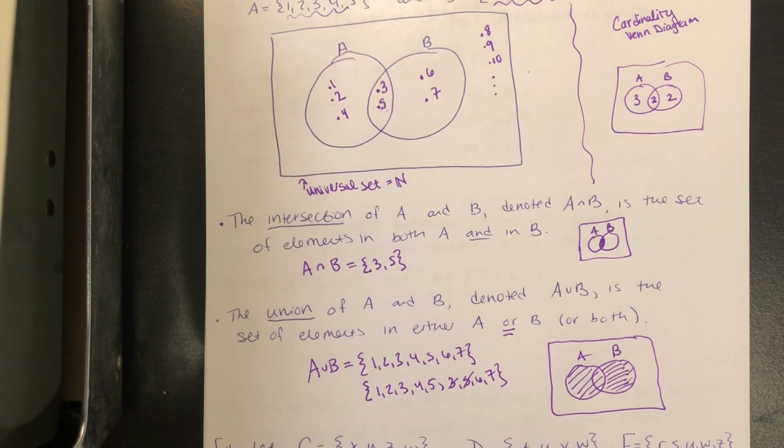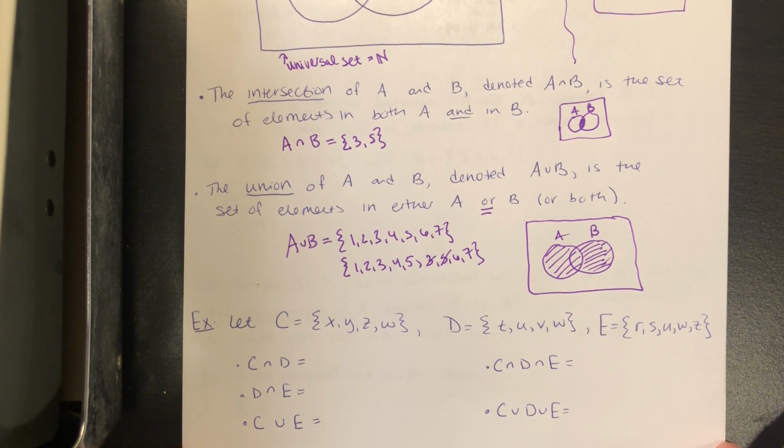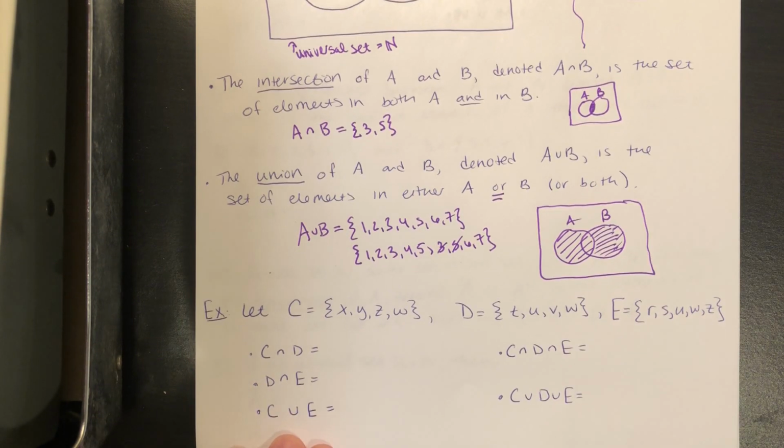All right, so let's look at a couple more examples. So it looks like these sets C, D, and E are living in a universal set of, let's say, the lowercase letters of the alphabet. So C has X, Y, Z, W, D has T, U, V, W, E has R, S, U, W, Z. So we can talk about these sorts of different relationships, intersections, and unions.